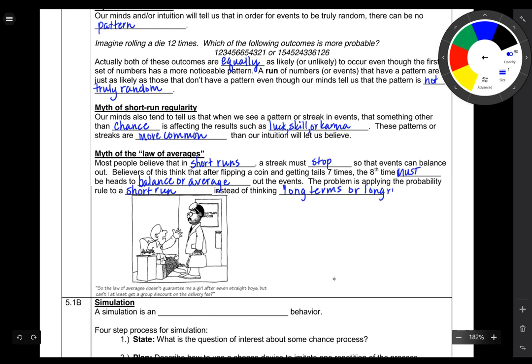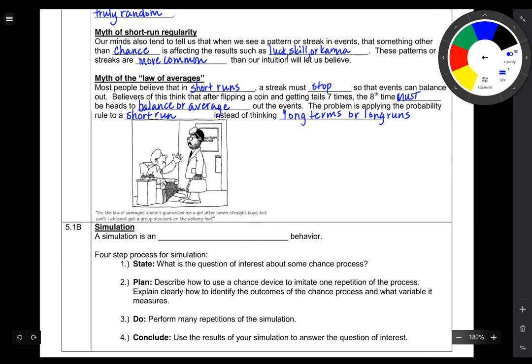If you look at the cartoon below, this kind of sums it up. "So the law of averages doesn't guarantee me a girl after 7 straight boys, but can't I at least get a group discount on the delivery fee?" It doesn't apply because this is just one instance, one family where you have 7 boys and you're thinking your eighth one will be a girl. It doesn't work that way. However, if you looked at births in a single day worldwide, you might see that probability of 50%. So you have to think more of long runs, many trials instead of just a short number.